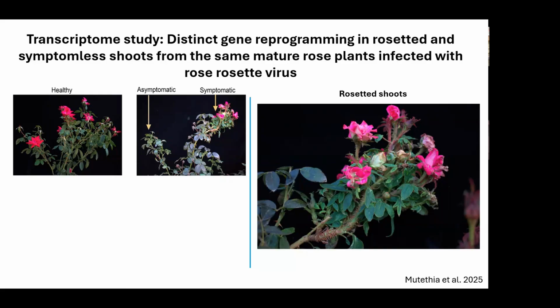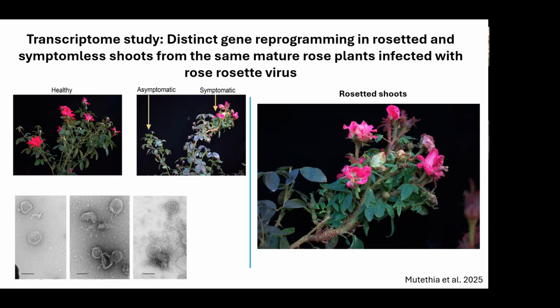When you look closely at the rosetted branch, you see the symptoms here: hyperthorniness, deformed leaves, deformed flowers, and decaying stems. These are the plants we used for our transcriptome study. We collected samples from the rosetted leaves of the branch, from the asymptomatic branch, and from healthy plants.